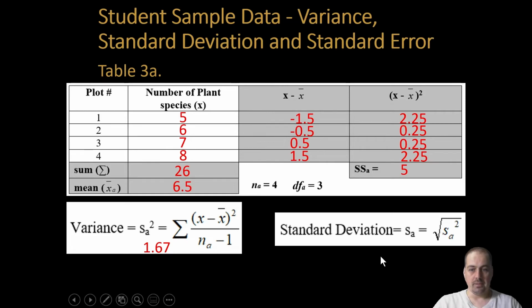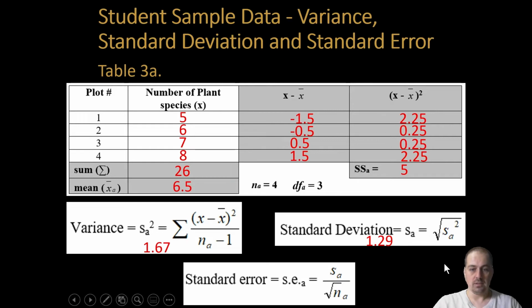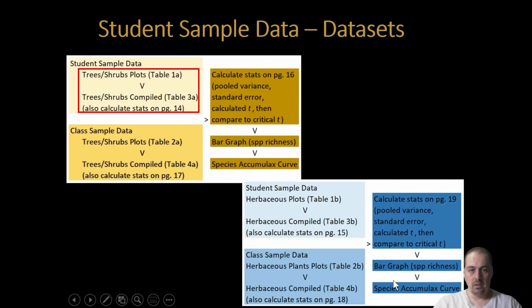Then all we're going to do is take the square root of that to get your standard deviation, and the square root of 1.67 is 1.29. Lastly, you do the standard deviation divided by the square root of n, which is 4. So 1.29 divided by 2 will give you this value here. Once you get started, it's actually not that bad.